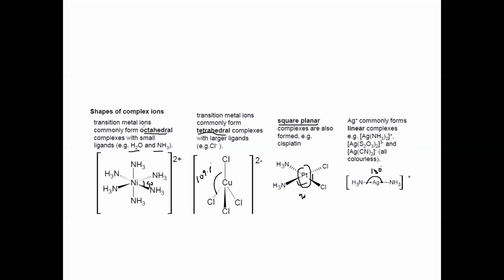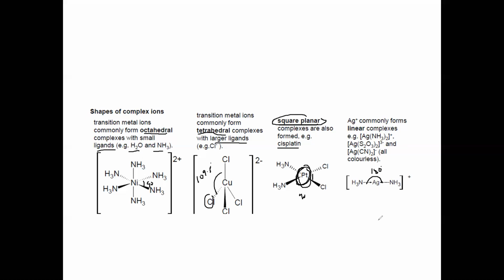So transition metal ions commonly form octahedral complexes with small ligands such as water and ammonia. Transition metal ions commonly form tetrahedral complexes with large ligands, such as if there are 4 large ligands, it will form tetrahedral. Square planars are also formed. This cisplatin and transplatin, you will learn on the next slide. Commonly they form tetrahedral and rarely they form square planar. But platinum, when it attaches 4 ligands or 4 dative bonds, will form a square planar. And if it is forming only 2 dative bonds, then it will be linear.